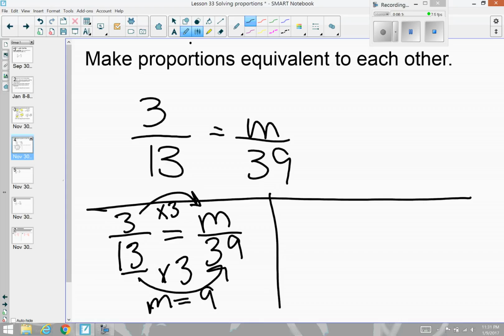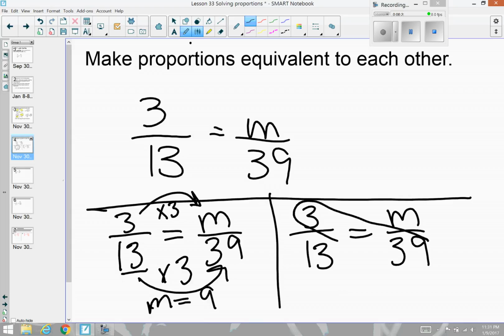All right, excellent. Now let's try it using cross multiplication. So 3 out of 13 is equal to m out of 39. I want to multiply my two opposite known values, 39 times 3. So 39 times 3 is equal to 117. And then we're going to divide by our leftover number, which is 13.